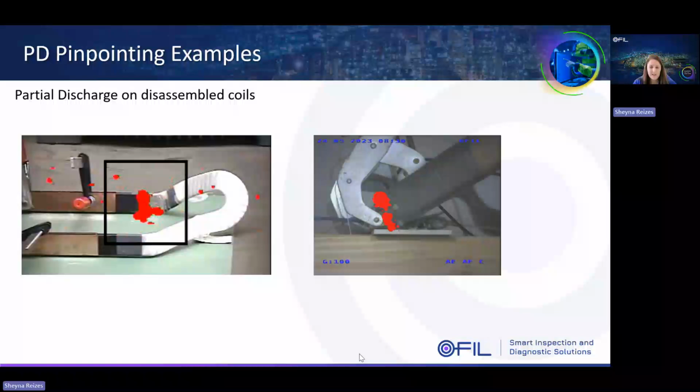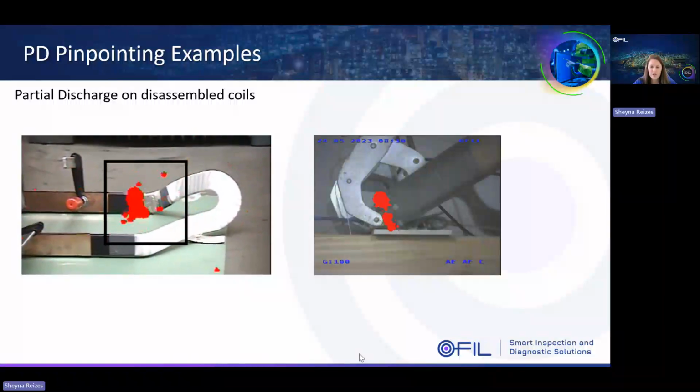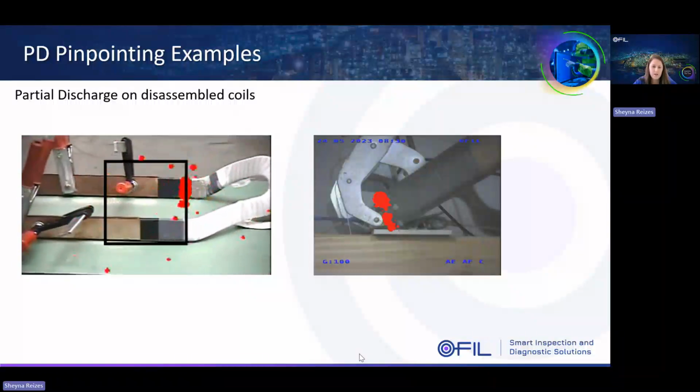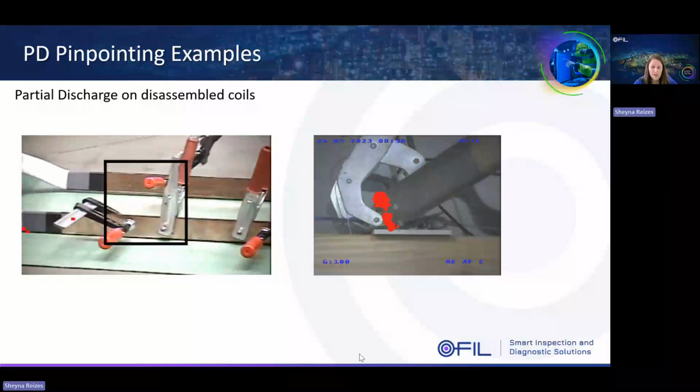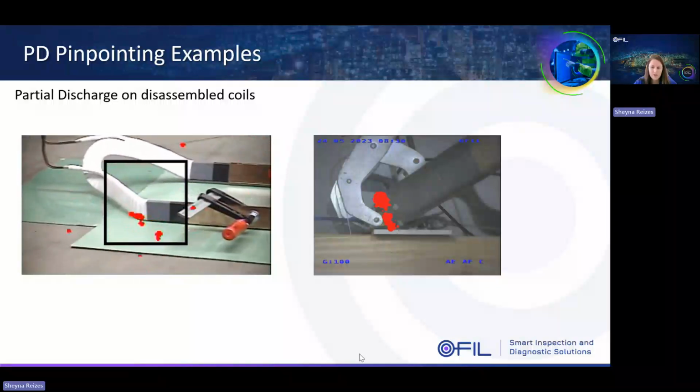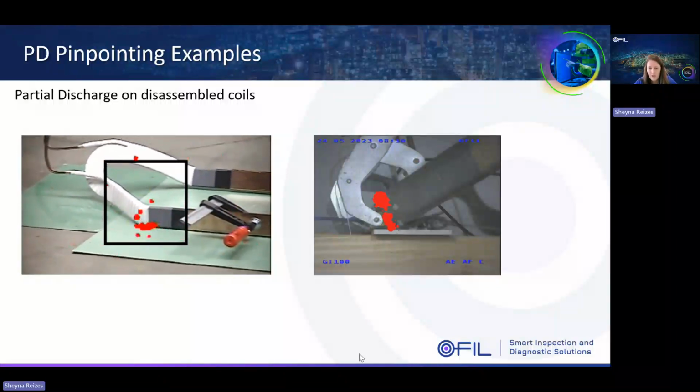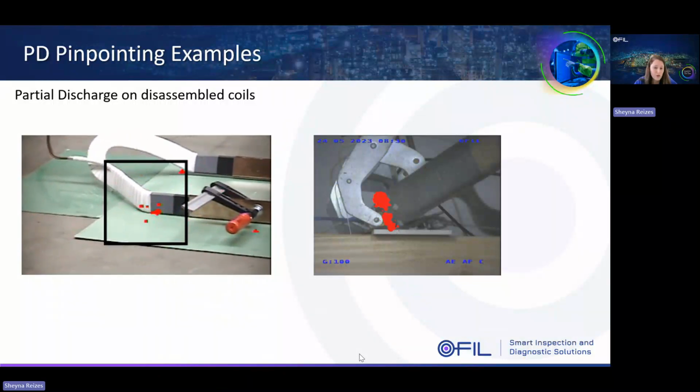In the example here, we can see partial discharge activity detected on coils that are removed from the stator. Common causes of PD on coils include defects in the insulation or insufficient corona grading.